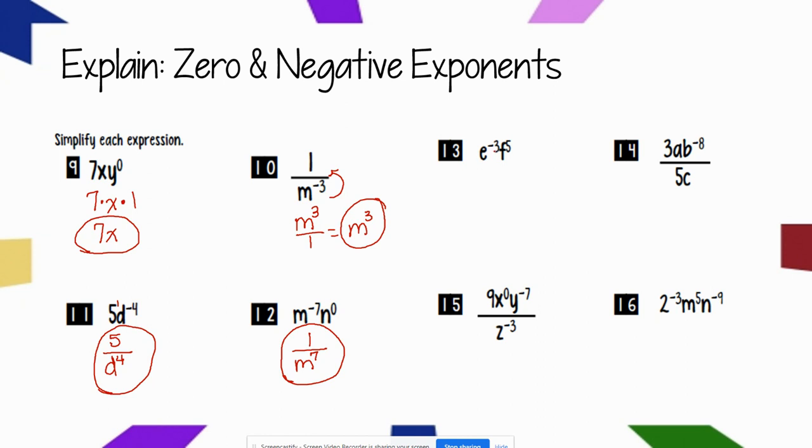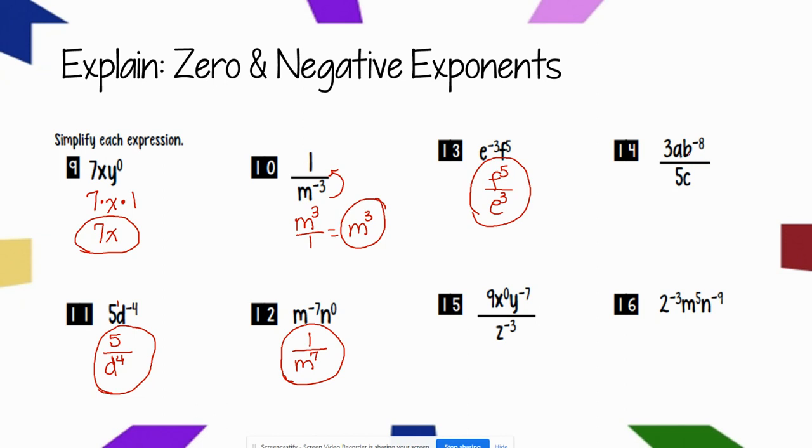For e to the negative third power, f to the 5th power, we see that f to the 5th power isn't a problem. That is a positive exponent, so there's nothing that we need to do with it. But e needs to be fixed so that we have a positive exponent. We need to take that negative 3 and turn it into the denominator, so we're going to put e to the positive third power. F to the 5th power can stay where it is, so it's f to the 5th over e to the 3rd.